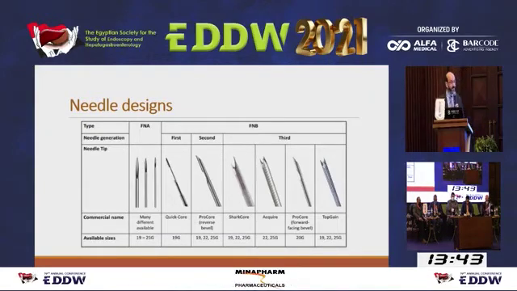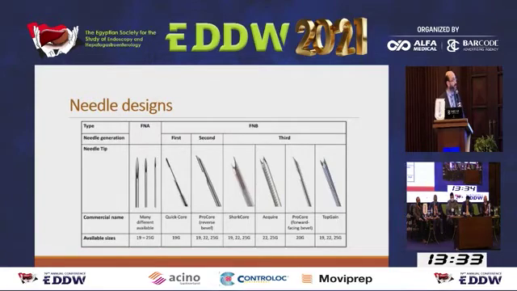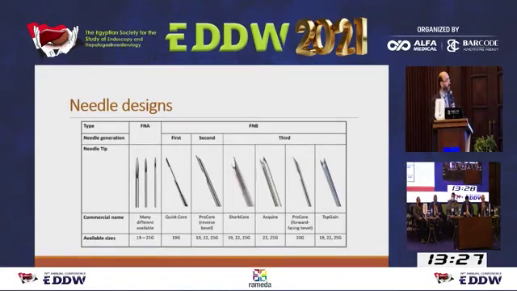We have FNA and FNB needles. FNA needles are available in many sizes, which are 19, 22, and 25G, and have a regular tip. Then we have FNB needles in three generations. The first generation, which was not popular, was the Quick-Core needle. It was a through-cap biopsy, a 19G needle, but it was unpopular because it was a stiff needle.